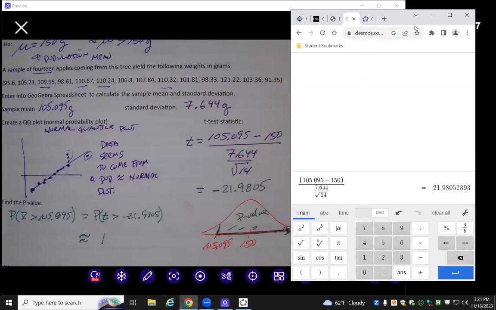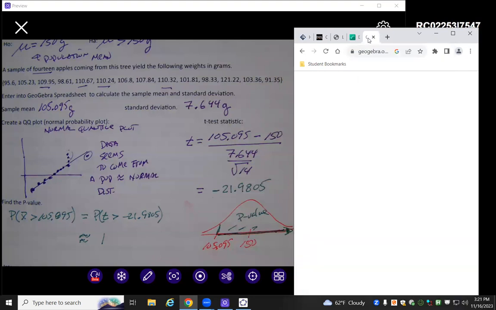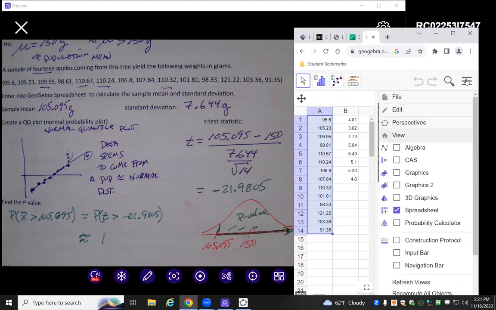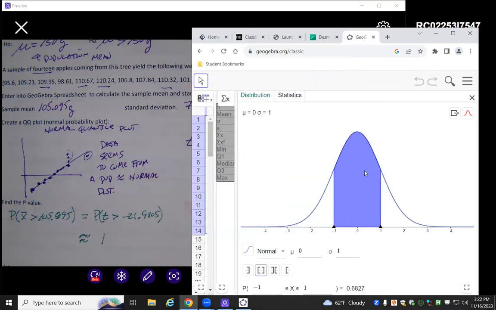All right. Let me move down a little bit. I'm going to go to GeoGebra, and I need to use the probability calculator. So click on that, and the probability calculator moves across. There we have it. Now, the default, of course, is normal, but I don't want normal. I want student, so I'm going to choose student.